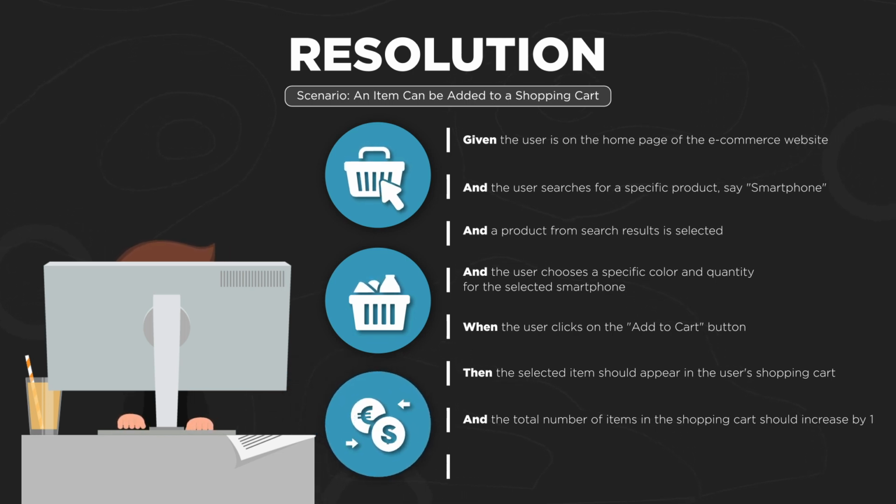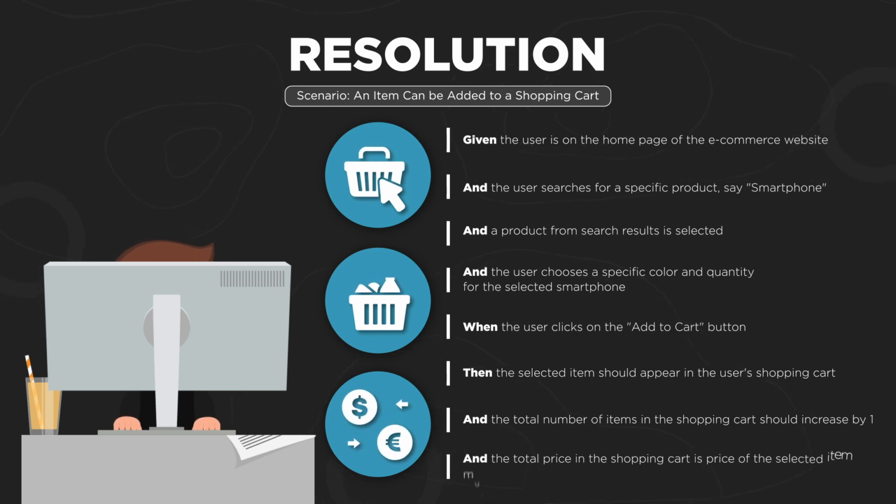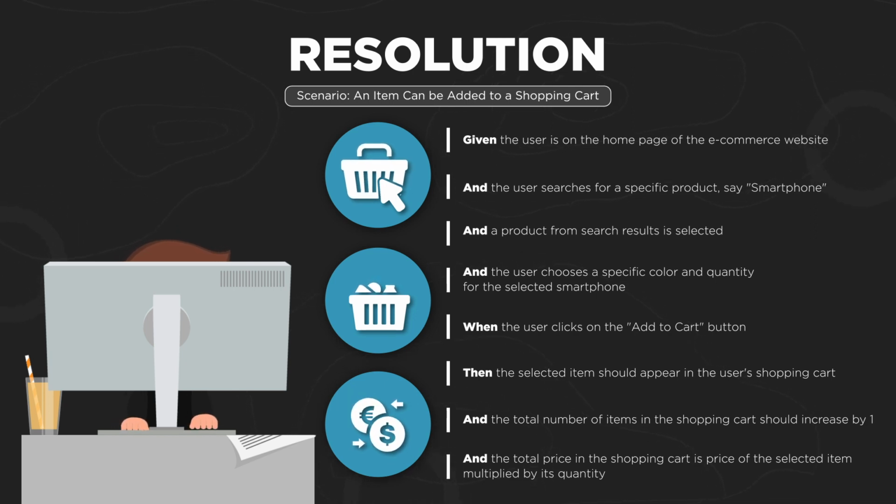The final step of the scenario sounds like: and the total price in the shopping cart is the price of the selected item multiplied by its quantity. This step confirms the correctness of the total price calculation in the shopping cart based on the selected item's price and quantity. It emphasizes the need to validate not only the item count, but also the financial aspect of the user interaction. In an e-commerce scenario, accurate pricing is crucial for user trust and satisfaction.